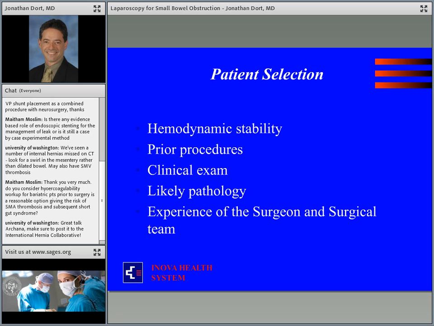The entrance is going to be difficult and dangerous. The space that you have, the working room that you have, is going to be extremely limited. And so those are not patients that are going to lend themselves well to the laparoscopic approach.